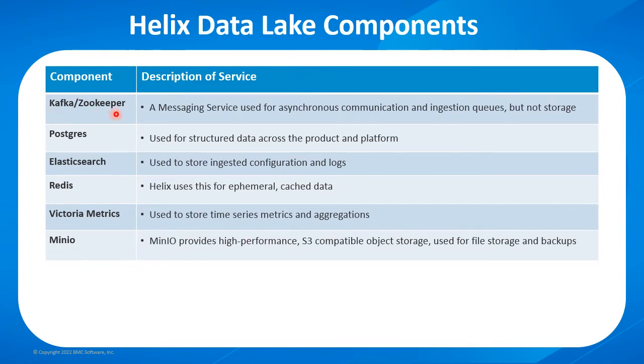We have Kafka Zookeeper, which is a messaging service used for asynchronous communication and ingestion queues, but not for storage. Postgres is used for structured data across the product and platform. Elasticsearch, used to store ingested configuration and logs. Redis, it's used for ephemeral cache data. Victoria Metrics is where we store time series metrics and aggregation. And MinIO provides a high-performance object storage.